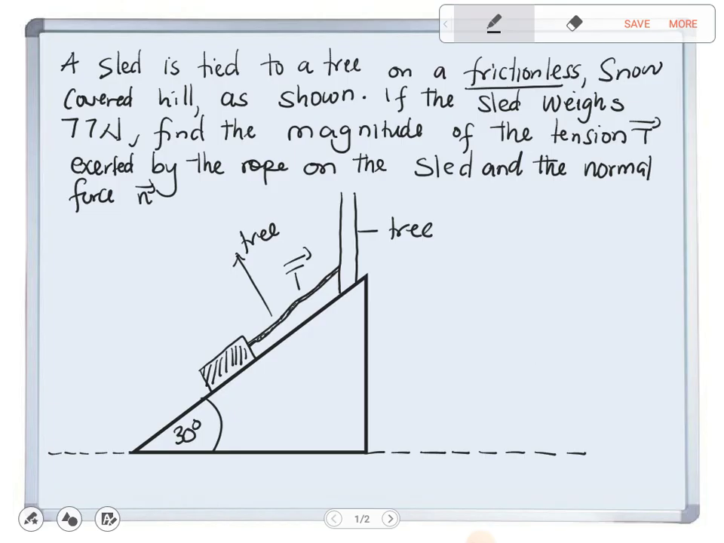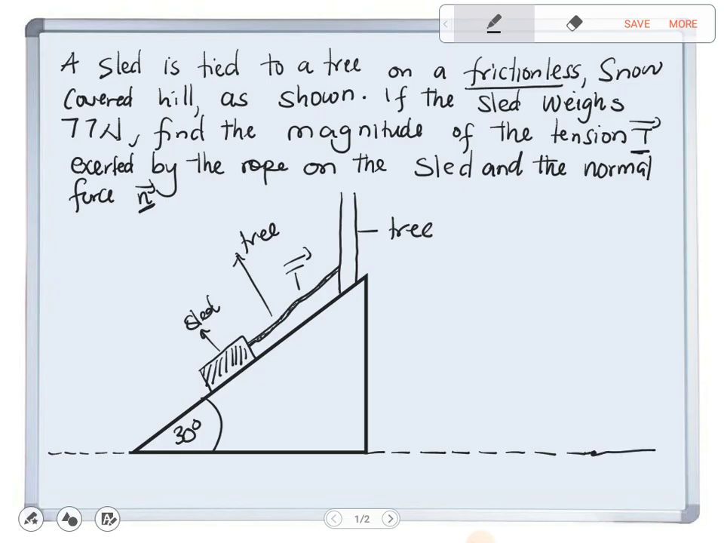If the sled weighs 77 newtons, find the magnitude of the tension T here and the normal force. We're looking for T and the normal force that is being exerted by the loop here. We have a loop, this is a tree, and this is a sled. So this is a hill and this sled here has been inclined at an angle of 30 degrees. So this is the ground, the level ground.